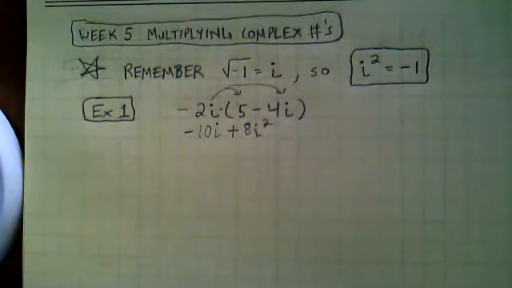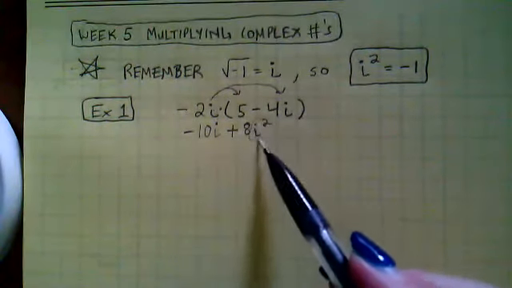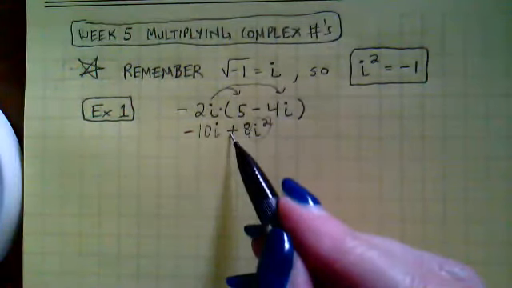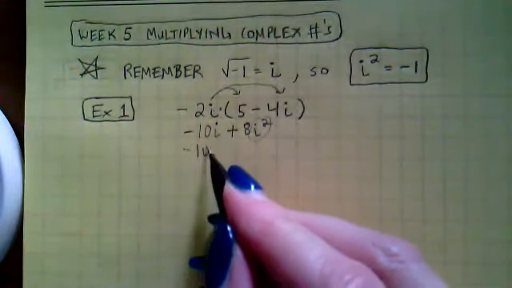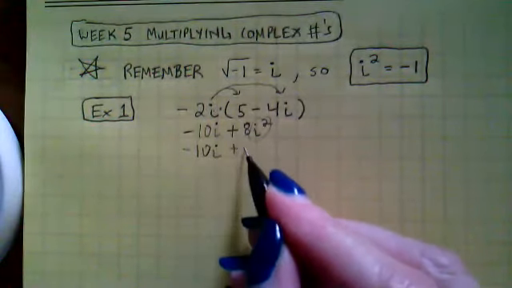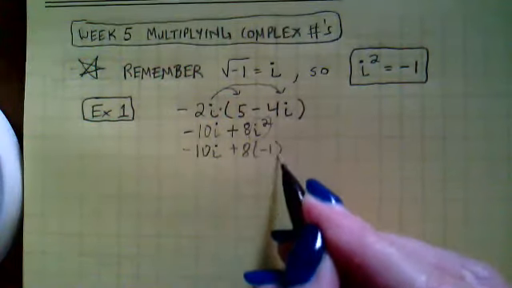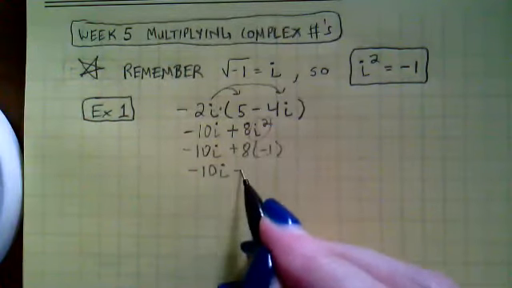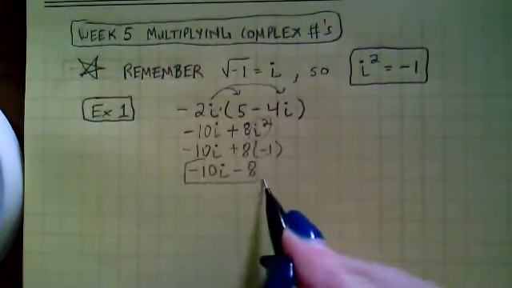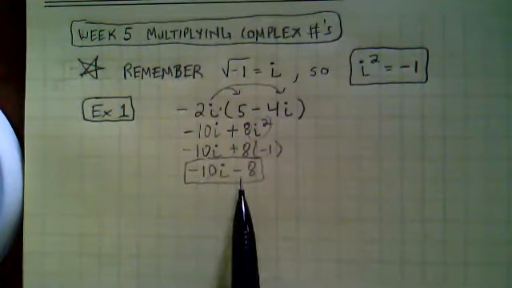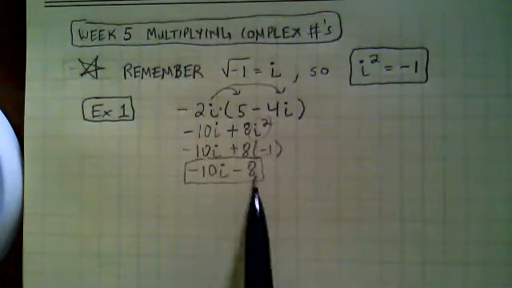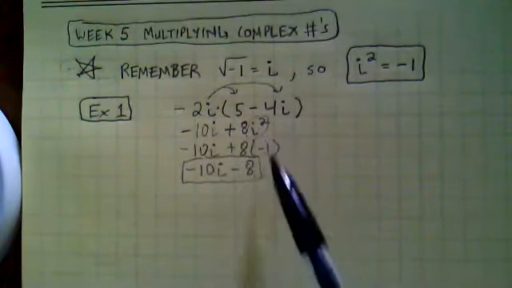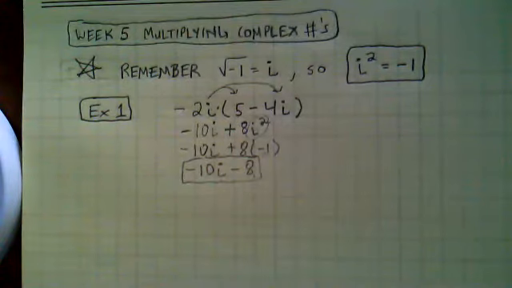Usually in the past, we'd be done there. But since we know that i squared is equivalent to -1, all it does is change the sign of this term. I'll show you how I plug it in. If we replace i squared with -1, this becomes -10i, that stays, and then 8 times -1 becomes -8. And this is your final answer: -10i minus 8. Because this has an i and this doesn't, we obviously can't combine those. So that's how you do that substitution for the i squared.